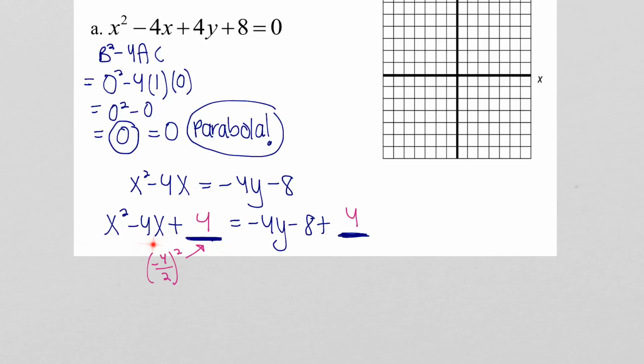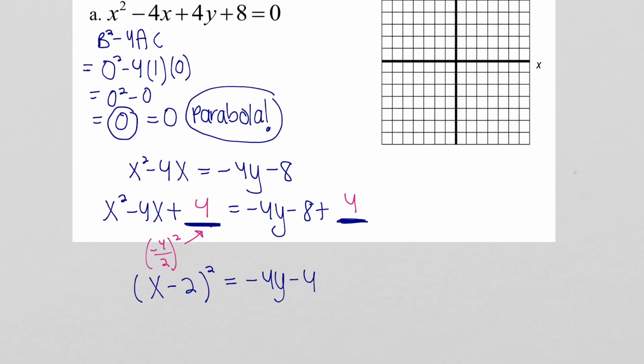Well, the idea is once I get this to be a perfect square trinomial, which I just turned this into, I can now factor it. I'm just rewriting it, but I'm factoring it. And this is equal to x plus or minus something, squared, which depends on what our b value is. Whatever b is divided by 2. Well, negative 4 divided by positive 2 is a negative 2. So this is x minus 2 squared equals negative 4y minus 4.